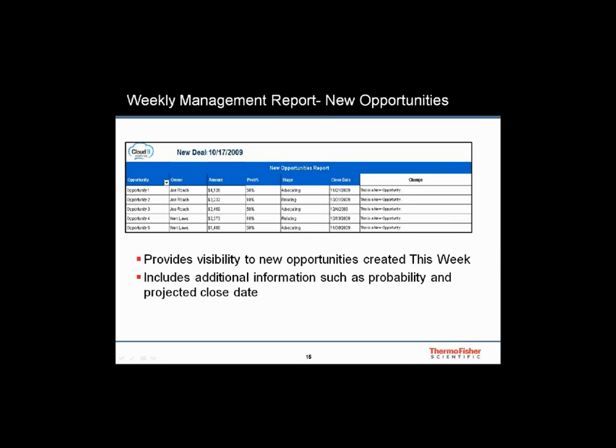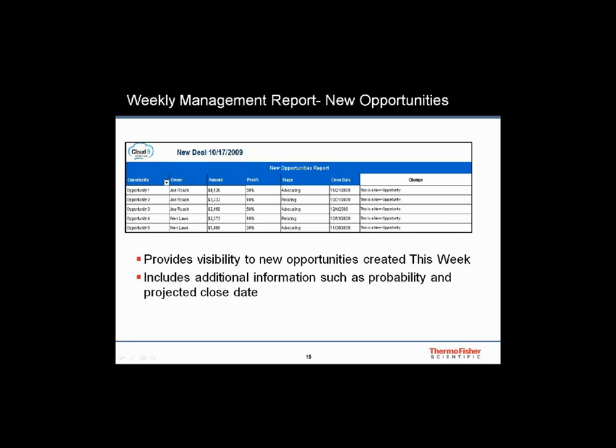So this is just a good way not only to see all the new opportunities that are generated, but to also understand which opportunities are the more complex opportunities and if additional resources are needed to close those opportunities out. As you can see on the screenshot here, we capture the opportunity name, the owner, the amount, and then we also pull in other supplemental fields like the probability of closure, the sales stage, and the close date.